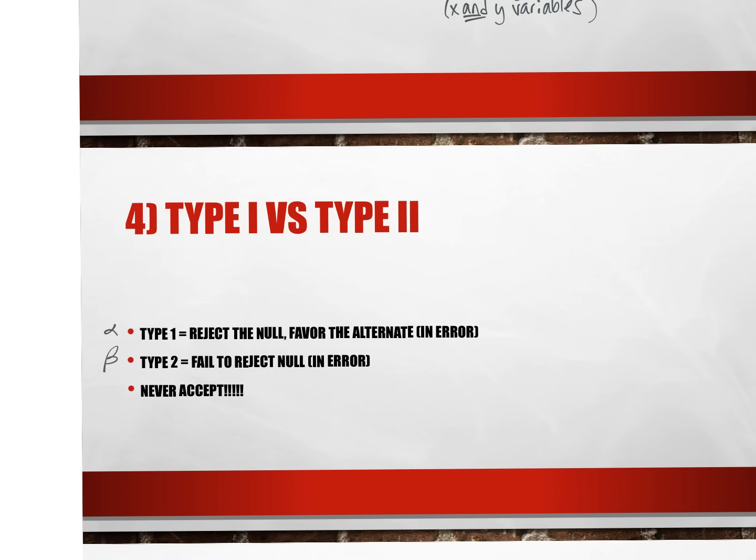Just keep in mind, people get really confused with these errors, but an error is doing something that you shouldn't have done. So you rejected, but for whatever reason the sample that you gathered told you to reject, even though you shouldn't have rejected the null. It actually wasn't a false null, whatever you want to think about.